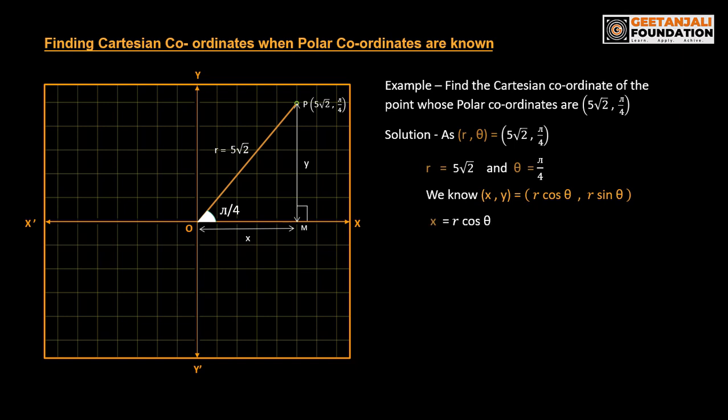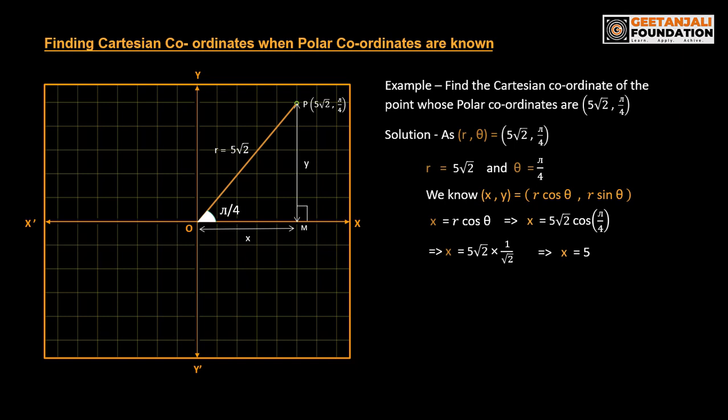Here x is equal to r cos theta. So let's substitute values of r and theta here. x would be equal to 5 root 2 cos pi by 4. Let's substitute the value of cos pi by 4, which is equal to 1 by root 2. Root 2 will get cancelled and we'll get x is equal to 5. So this way we got the value of x by using values of r and theta.